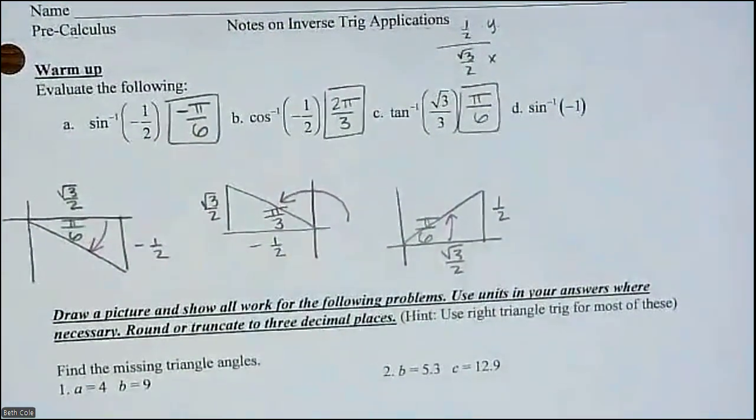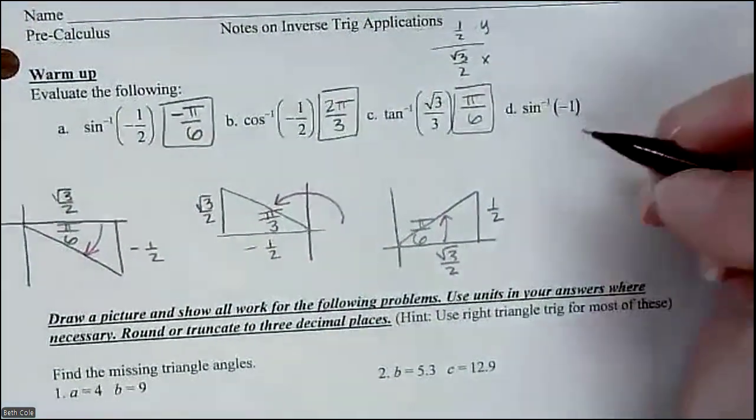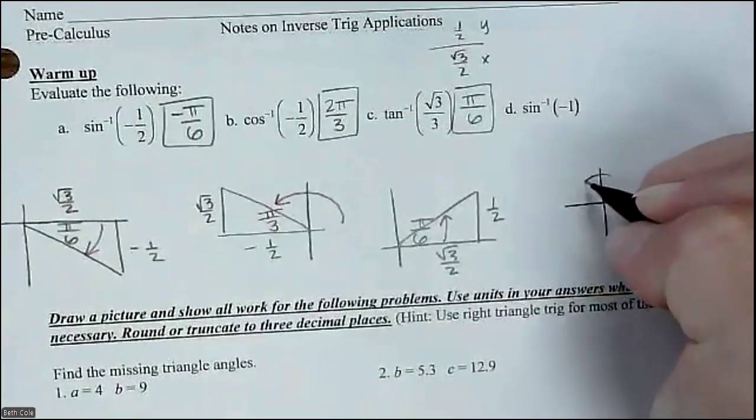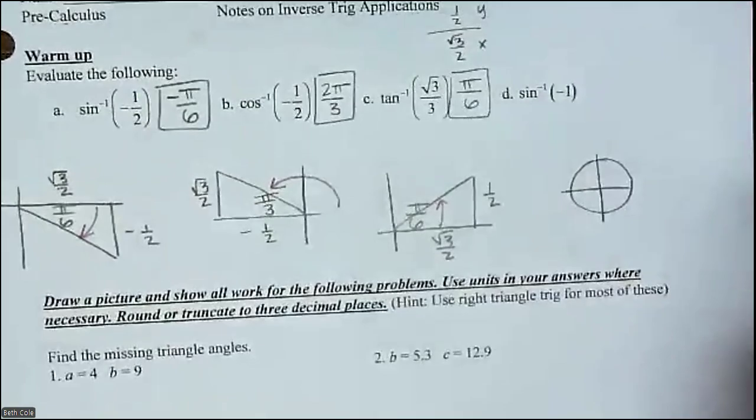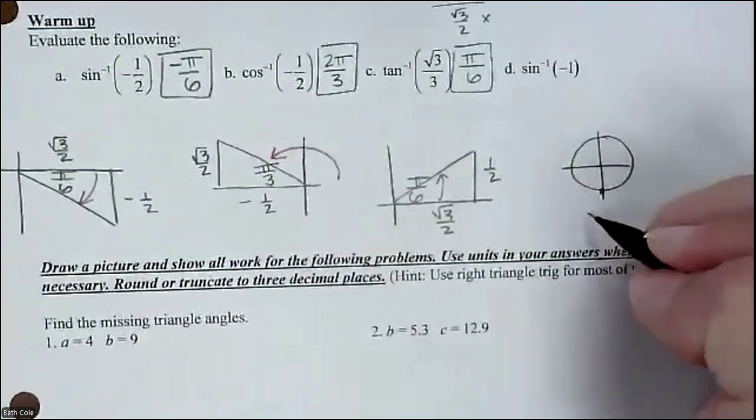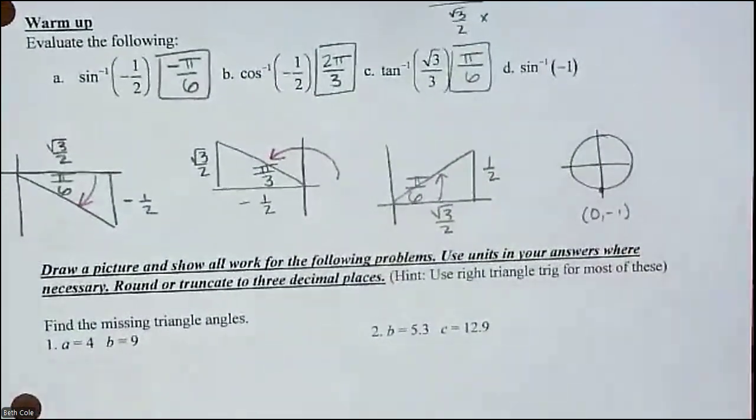All right, what did you draw for the last one there? Good. Sine is the y value. So up, down, left, or right, where is the y value? -1. Down. 0, -1. Now, if you wrote 3 pi over 2, I get why that happens.